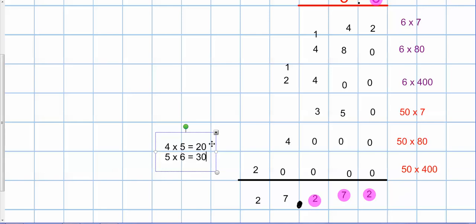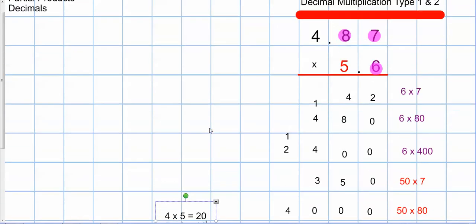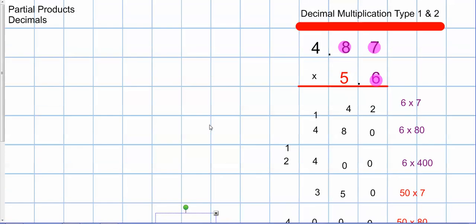So is my answer in between 20 and 30? Is 27 and 272 thousandths in between 20 and 30? That's correct. So chances are we are on the right path. We got it right. Thank you very much. And that is decimal multiplication type 2.